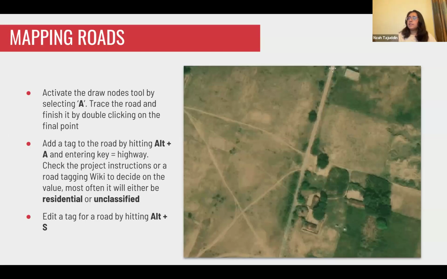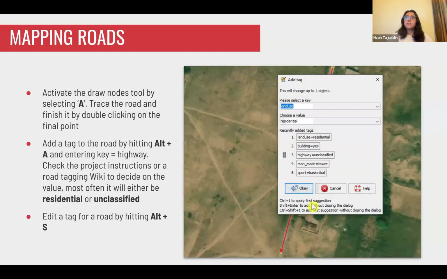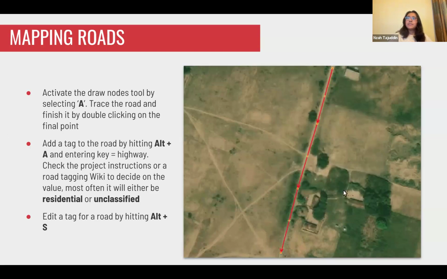To map roads, here's a little demo of how to do it. You want to activate the Draw Nodes tool by selecting A, trace the road, and then finish by double-clicking on the final point, or you can press Escape as well. And then you always want to add a tag whenever you map something. If you're drawing a road, you want to add a tag by hitting Alt and the A key together, and then entering the key as highway, and then you can classify them.